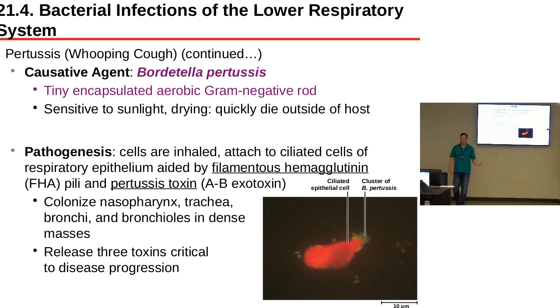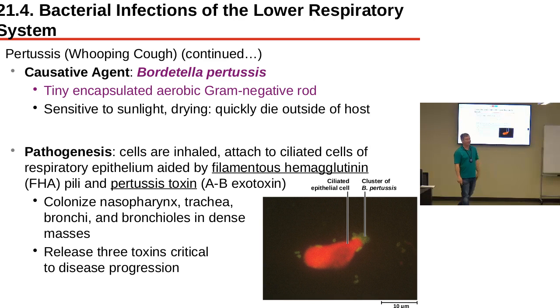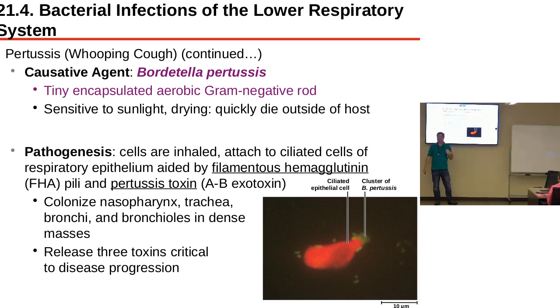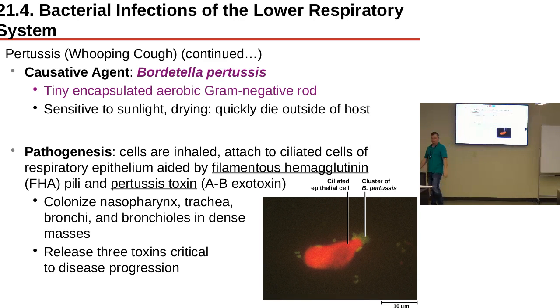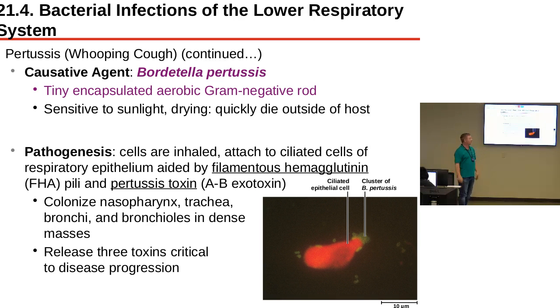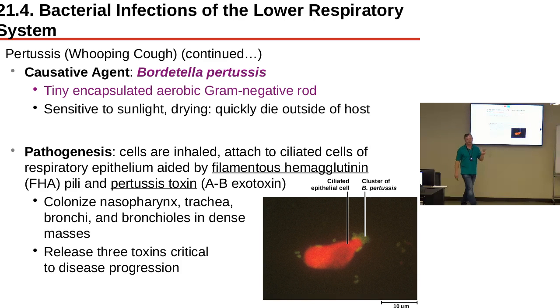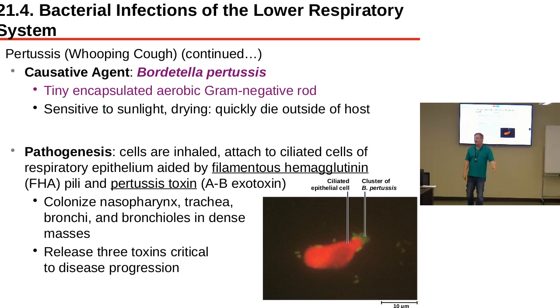It is a respiratory chapter, so again, when you're studying, don't think there's any different way. All these are inhaled. Attaches to the cells. Again, you're going to attach to the cells that they are selected for. So in this case, it's the ciliated cells of the respiratory epithelium, so everything down your trachea. There's a pili called the filamentous hemagglutinin pili and a pertussis toxin. These are the two major parts that cause this disease to have its pathogenesis.